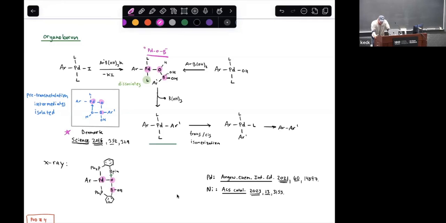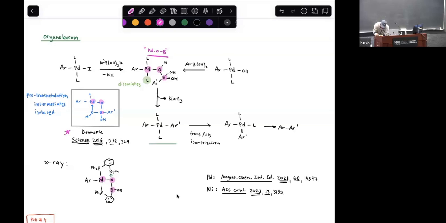The first author of that study was Andy Thomas, one of the recent speakers that we had as part of our departmental seminar, who did a lot of this work using low temperature direct inject NMR, pinning down for the first time this pre-transmetallation intermediate that had been proposed but never directly observed. So let me walk you through that.